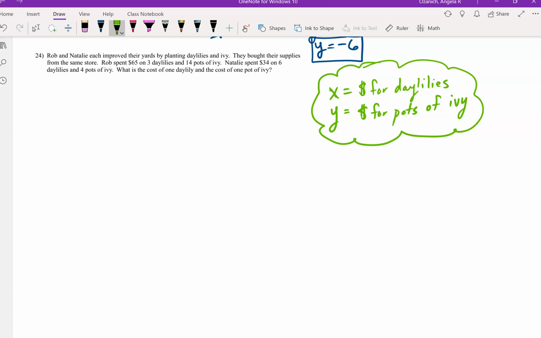Okay, so here we go. $65 total. Wow, that's a lot of money on 3 daylilies, which we know cost X dollars, and 14 pots of ivy, which we know cost Y dollars. Natalie spent $34 on 6 daylilies that we know cost X dollars, and 4 pots of ivy that we know cost Y dollars.